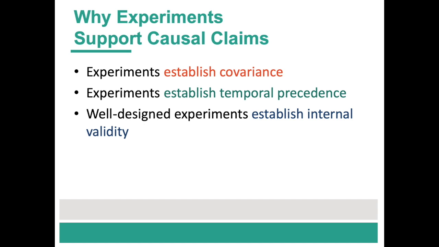So like I said, caused change. So experiments, this is what they're about. They look for causal claims. The reason why they can do this is they help establish covariance, so the relationship. They establish temporal precedence, and well-designed experiments establish internal validity as well.